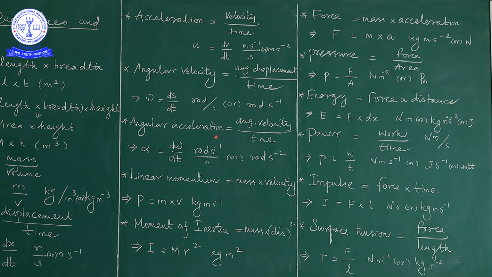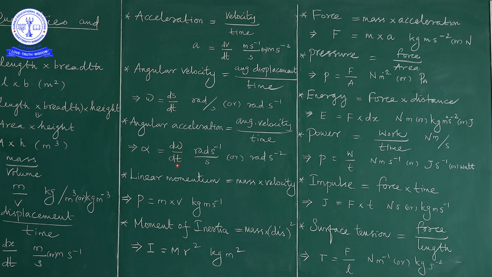And next is angular acceleration. We already know acceleration is the rate of change of velocity. We just include the word angular: angular velocity by time taken. The rate of change of angular velocity is angular acceleration. Simply we can say alpha is equal to d omega by dt, or d square s by dt square. d square s by dt square means the second derivative of angular displacement, which is also known as angular acceleration.